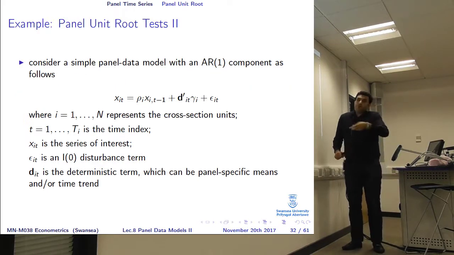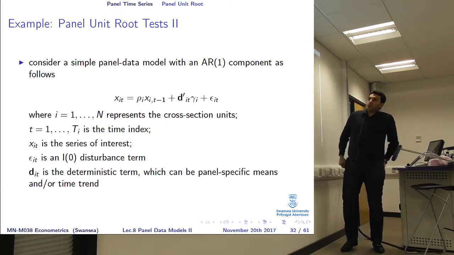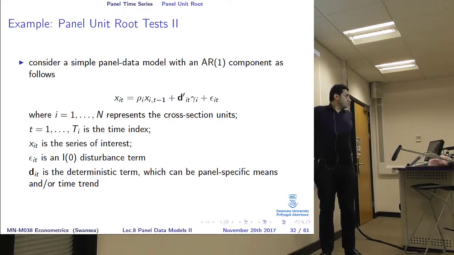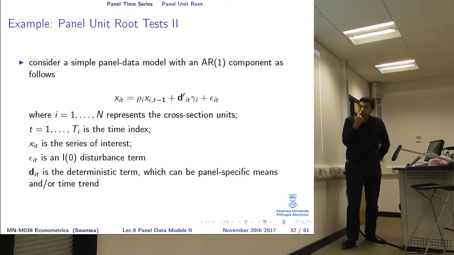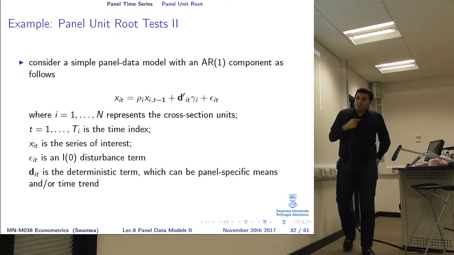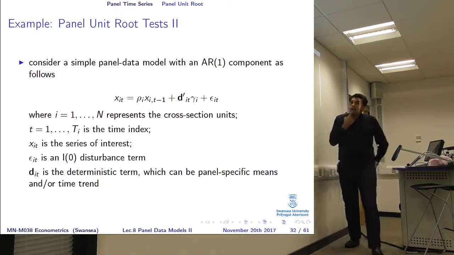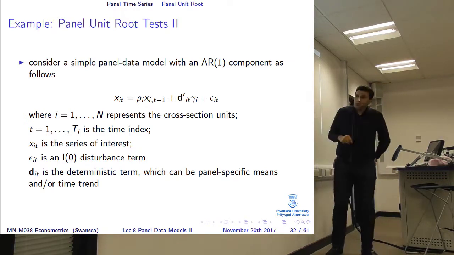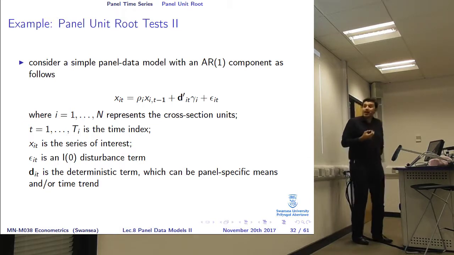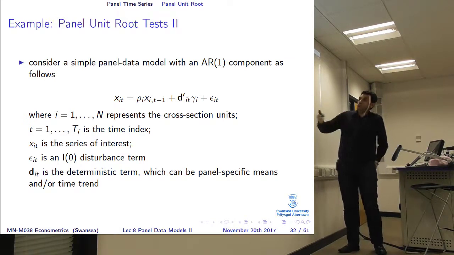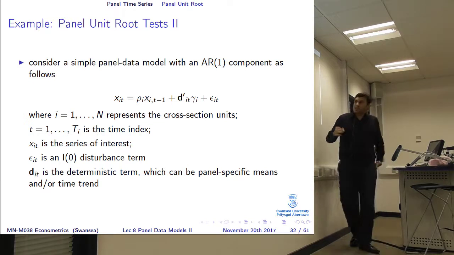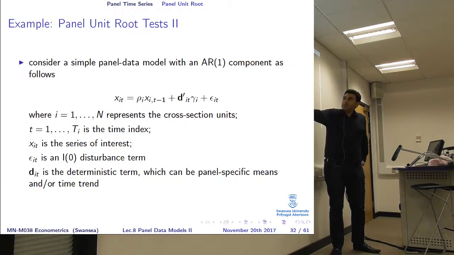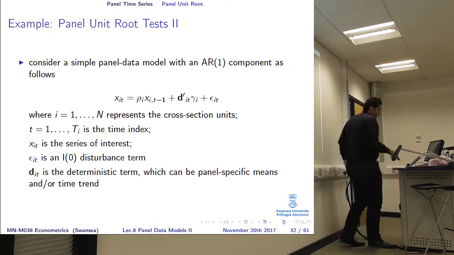If you consider a simple panel data model with AR(1), so we've got only X_it, the variable of interest, and we consider this structure where this is the first lag, so in the right-hand side you have only one lag of the variable X. You could add any deterministic component, which is defined by D here. That could be panel-specific means or a time trend or both. So you can add a constant, or a time trend, or both.